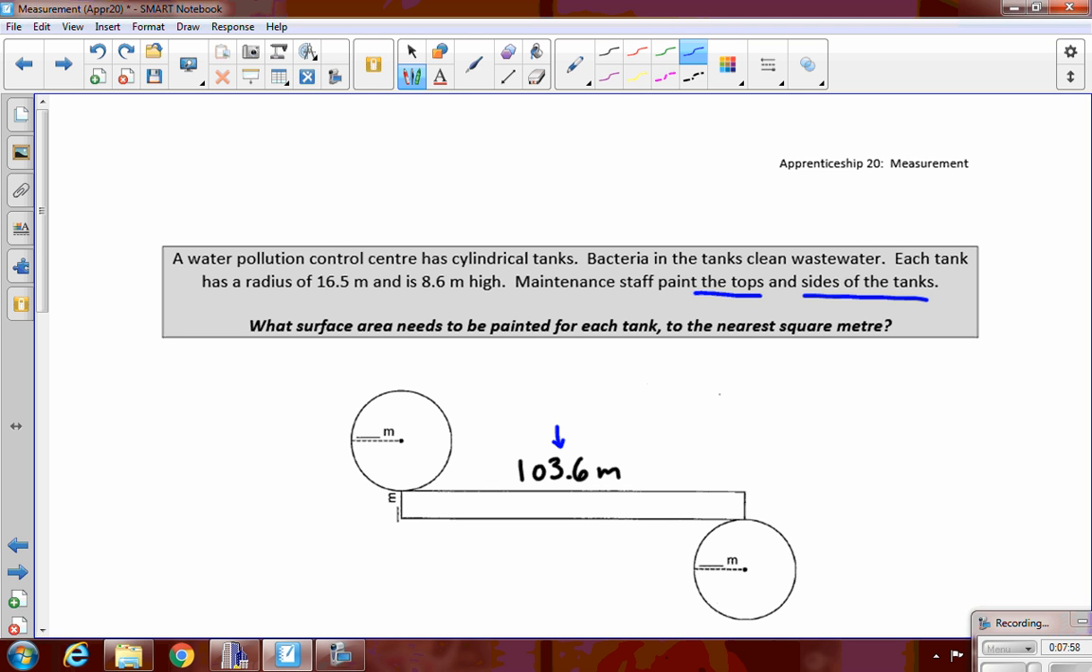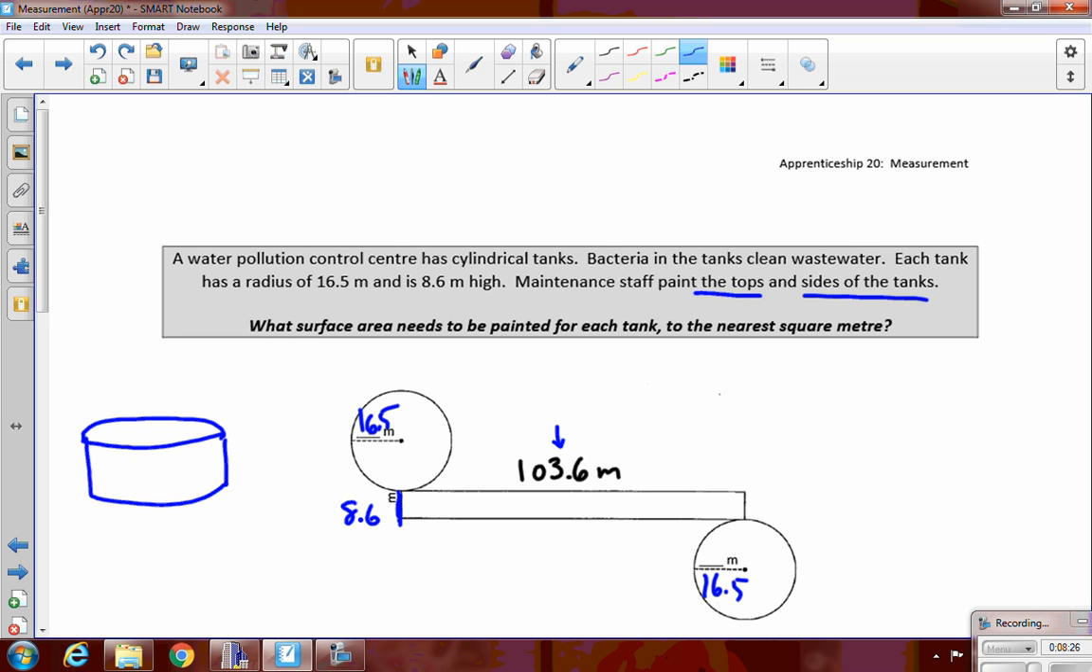They're saying that the radius of each of the top and bottom is 16.5 meters. So the radius is 16.5, 16.5. And it says once this thing stands up, it's 8.6 meters tall. So this distance is 8.6. So to give you somewhat of a visual of what this thing's actually looking like, it's looking like here with a very big top compared to its height.